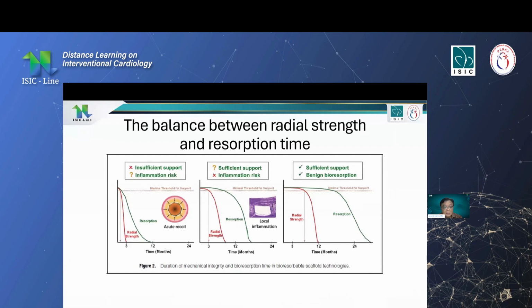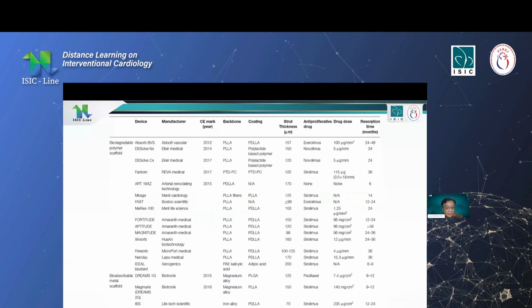The trick is how to balance the radial strength and resorption time. If the radial strength is very low, then the support will not be sufficient, so there will be acute recoil. But we also need to limit the resorption time, because if the resorption time is very long, then there will be a local inflammation, and there will be a risk of thrombosis. So the balance, I think, is the most important thing in developing the BRS.